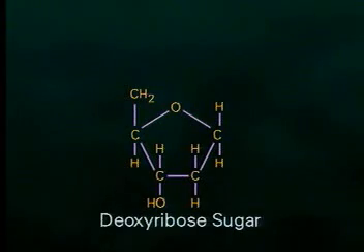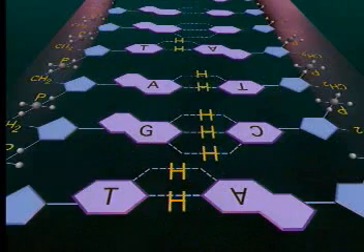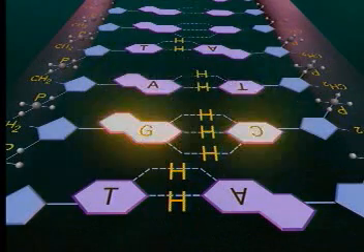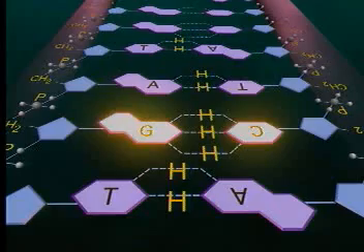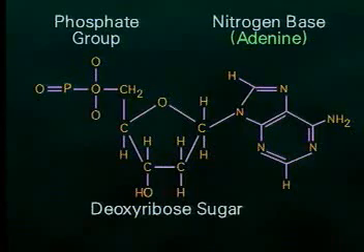The uprights or sides of the ladder consist of a deoxyribose sugar and a phosphate group. The rungs are pairs of nitrogen bases joined end to end. There are 4 different nitrogen bases: adenine, guanine, thymine, and cytosine. DNA is actually built from units called nucleotides, which consist of a nitrogen base, a sugar, and a phosphate group.